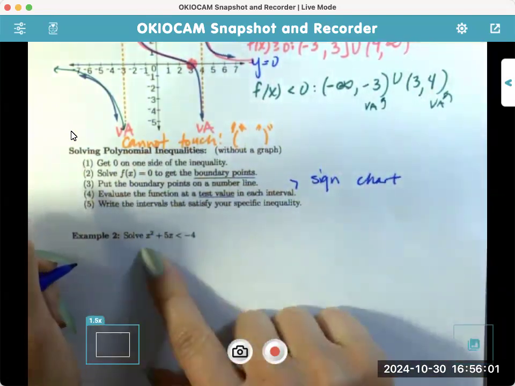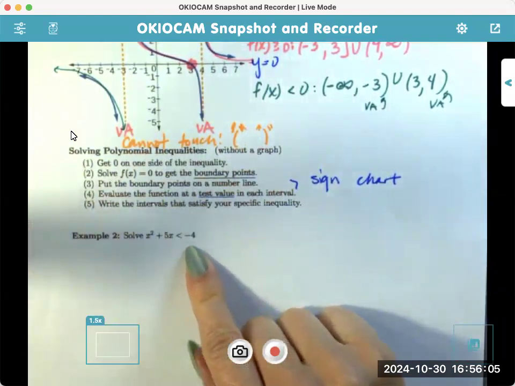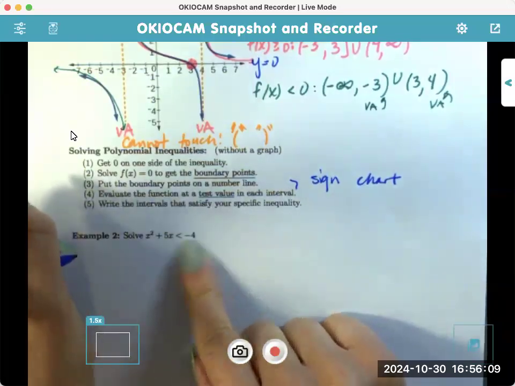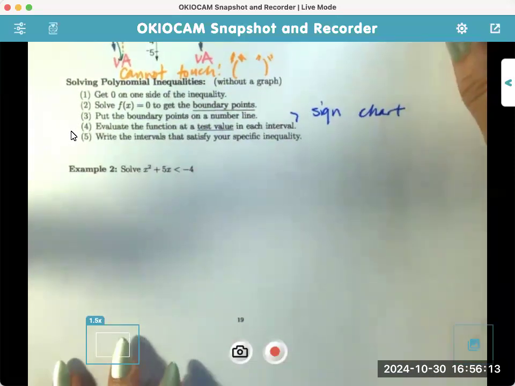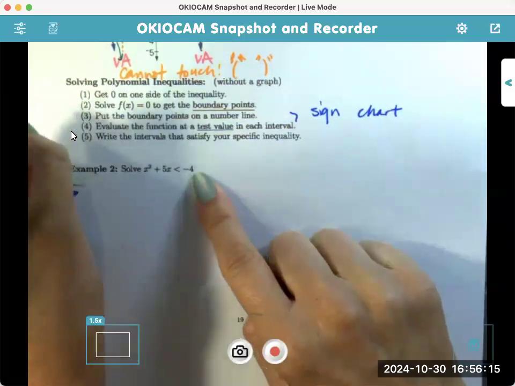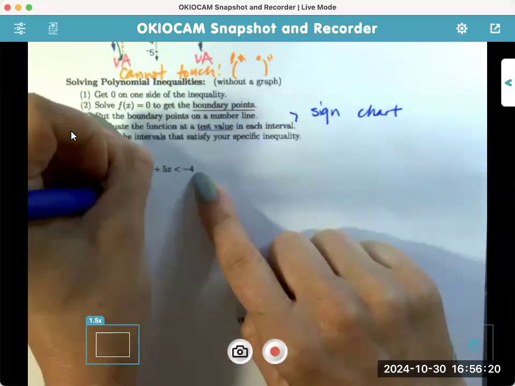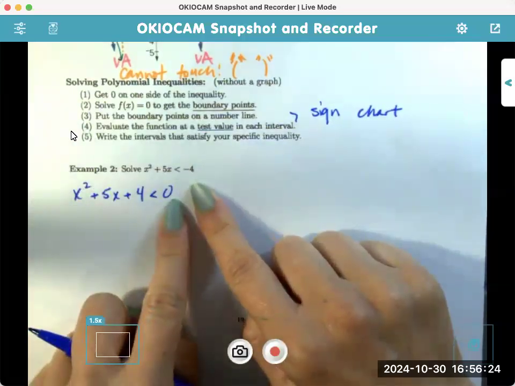So we have example 2. Solve x squared plus 5x is less than or equal to -4. So I want to get 0 on one side. Again, I like my variable term to be positive, so I'm going to add the 4 over. So x squared plus 5x plus 4 is less than or equal to 0.